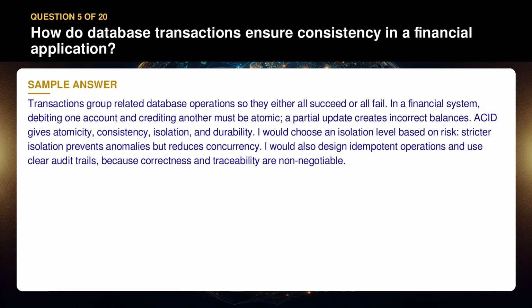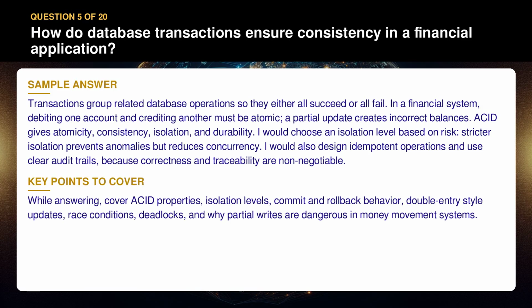I would choose an isolation level based on risk. Stricter isolation prevents anomalies but reduces concurrency. I would also design idempotent operations and use clear audit trails, because correctness and traceability are non-negotiable. While answering, cover ACID properties, isolation levels, commit and rollback behavior, double entry style updates, race conditions, deadlocks, and why partial writes are dangerous in money movement systems.